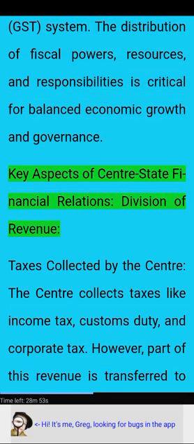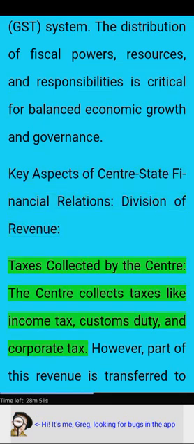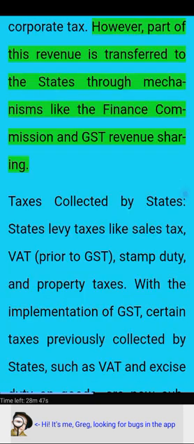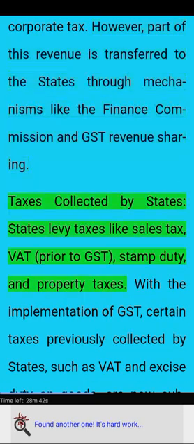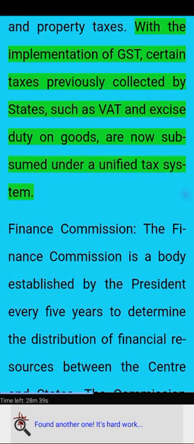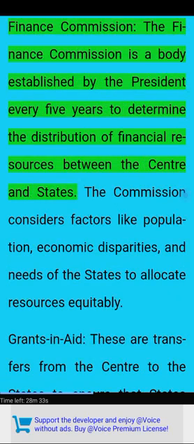Key aspects of center-state financial relations: division of revenue. Taxes collected by the center. The center collects taxes like income tax, customs duty, and corporate tax. However, part of this revenue is transferred to the states through mechanisms like the Finance Commission and GST revenue sharing. Taxes collected by states. States levy taxes like sales tax, VAT prior to GST, stamp duty, and property taxes. With the implementation of GST, certain taxes previously collected by states, such as VAT and excise duty on goods, are now subsumed under a unified tax system.